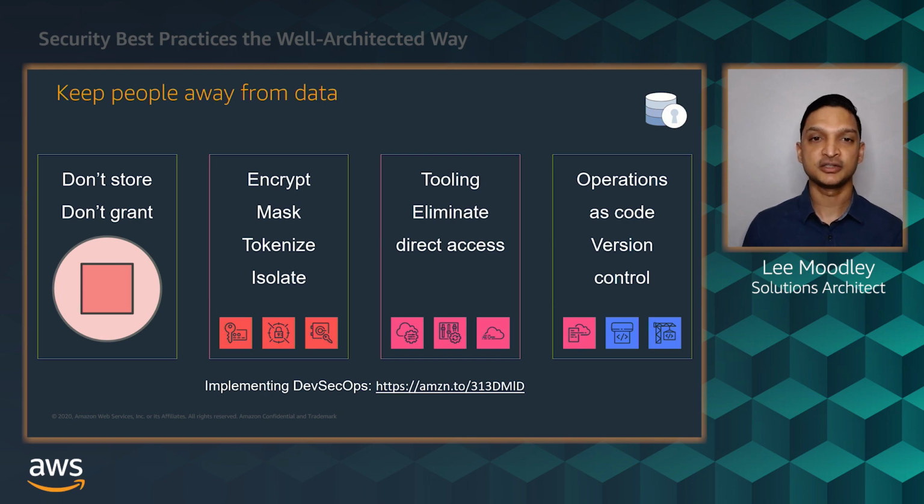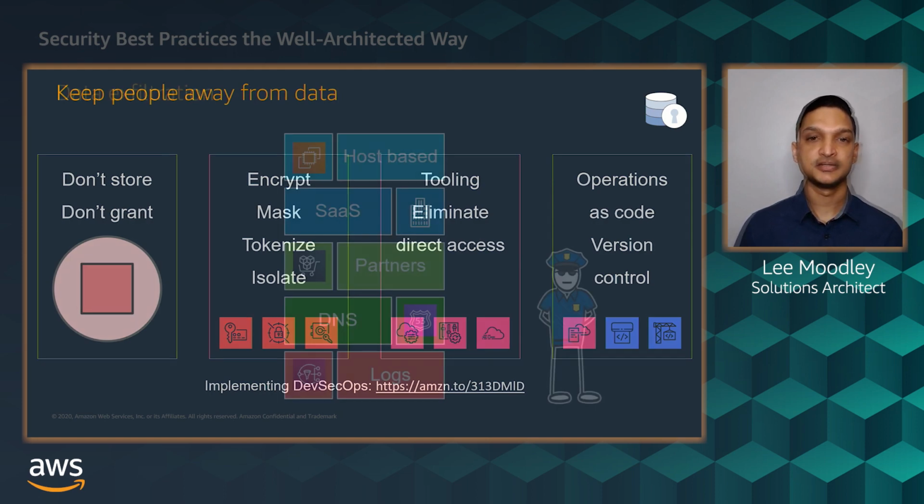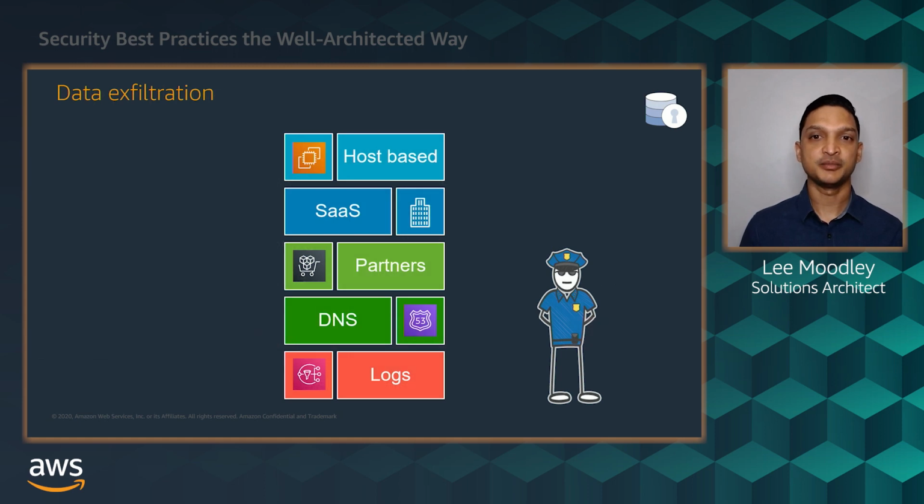Operations as code and version control can also be used to protect data while eliminating direct access to the applications when needing to update code repos. Data exfiltration is definitely something to think about, and it started off with host-based protection with a simple agent running on your server that used to detect data access patterns using a watermark, for example. Nowadays, we have other vectors to think about, such as SaaS providers and partners, and what access they have into our accounts and what access they have to our data.